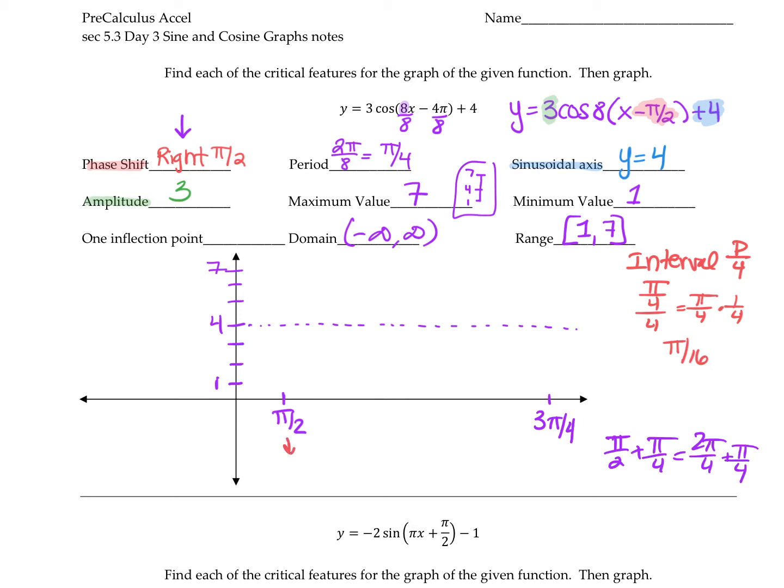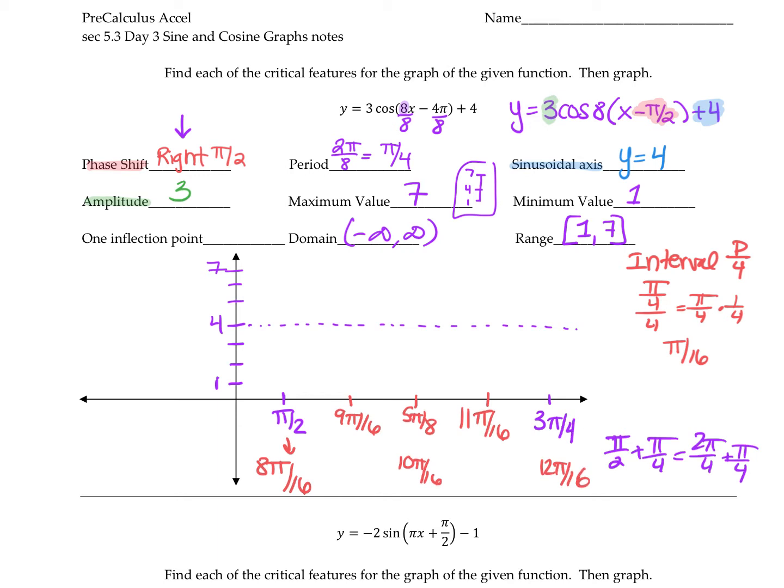So starting here, pi over 2 would be the same as 8 pi over 16. So that means my next point would be 9 pi over 16. My next point would be 10 pi over 16, but I don't want to write it like that. I want to reduce it. So it's going to be 5 pi over 8. So 8, 9, 10, 11 pi over 16. And then this would be 12 pi over 16, which we already reduced to 3 pi over 4.